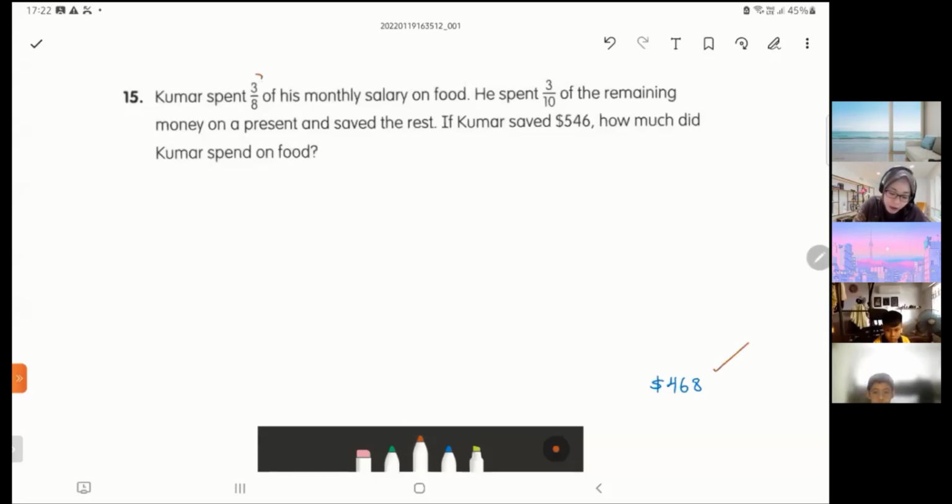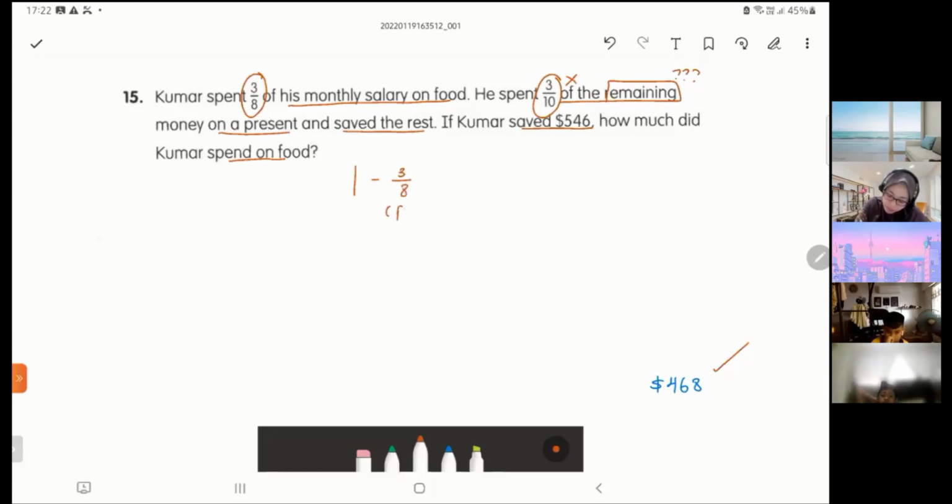Kumar spent 3/8 of his monthly salary on food. He spent 3/10 of the remaining on a present and saved the rest. If Kumar saved $546, how much did Kumar spend on food? Okay, I'm going to use the fraction of method because if you can see, there is the "of" there. 3/10 of the remaining. Can I go and find what's my remainder first? Can, right?